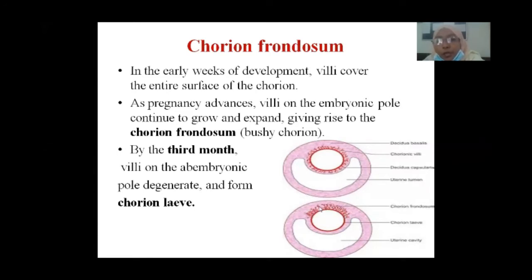And this portion of the chorion is known as chorion frondosum. The abembryonic pole has degenerative villi, and so this portion is known as chorionic leave. So this portion is chorionic leave and this portion is chorionic frondosum. This is our early chorionic membrane and this is the late chorionic membrane, which has two parts, chorionic frondosum and chorionic leave. This chorionic frondosum will give rise to our future placenta along with the maternal decidua basalis.